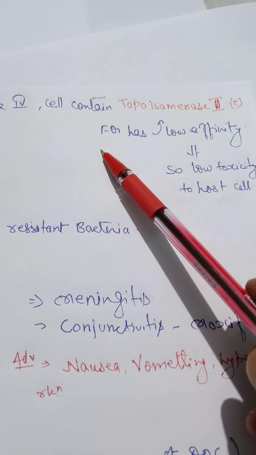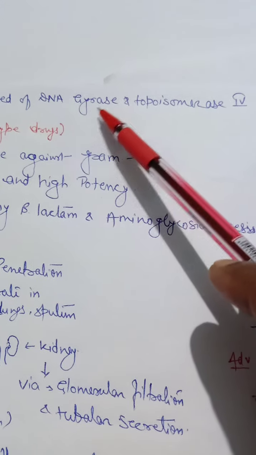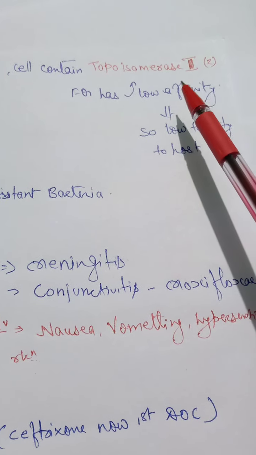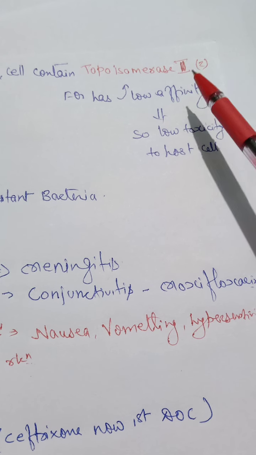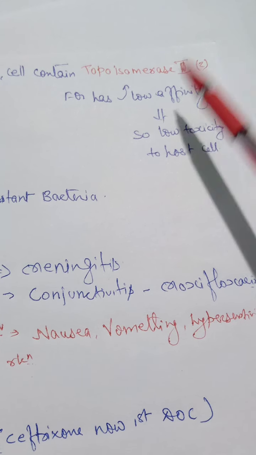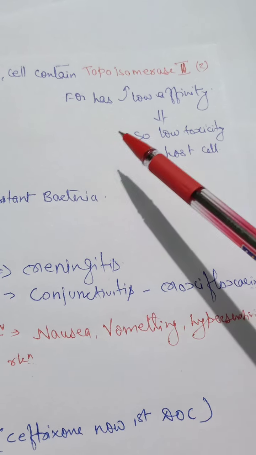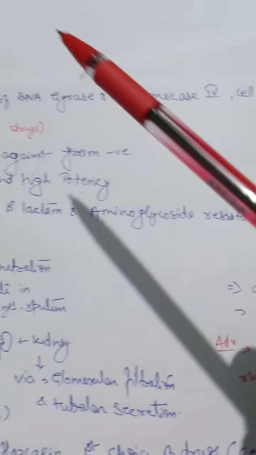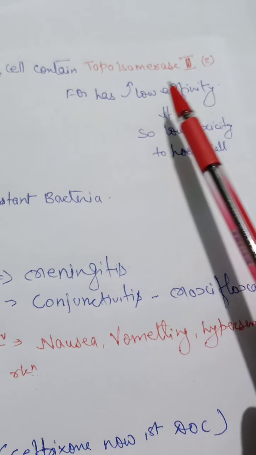So, the fluoroquinolones are active against topoisomerase 4 and the bacterial DNA gyrase, but have very much less effect and low affinity with topoisomerase 2, which is responsible for DNA replication in mammalian cells. So there will be low toxicity to the host cells. Thus fluoroquinolone has high toxicity to the bacterial cells because it inhibits bacterial DNA gyrase and topoisomerase 4 enzyme, while mammalian cells contain topoisomerase 2.